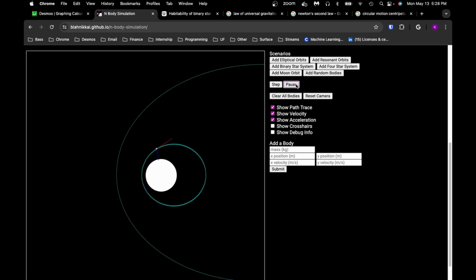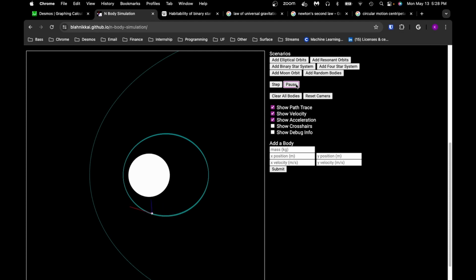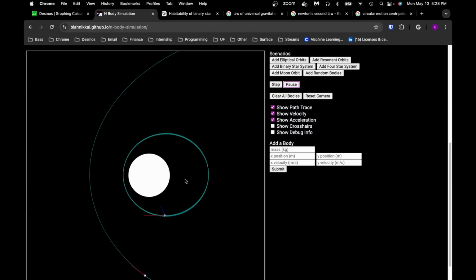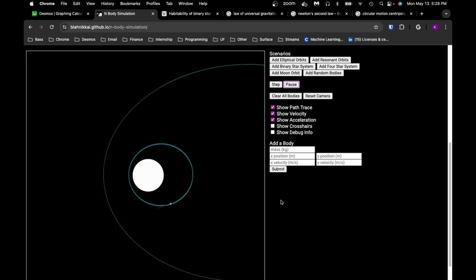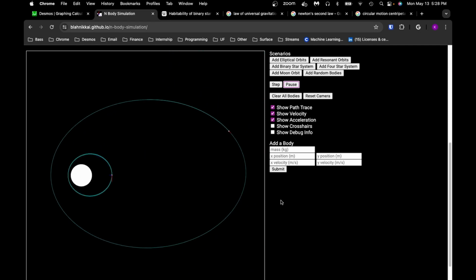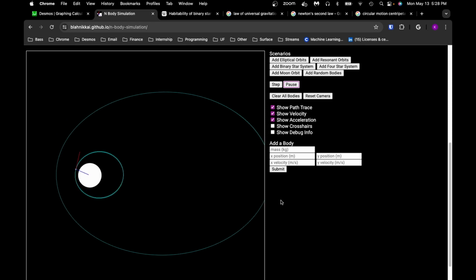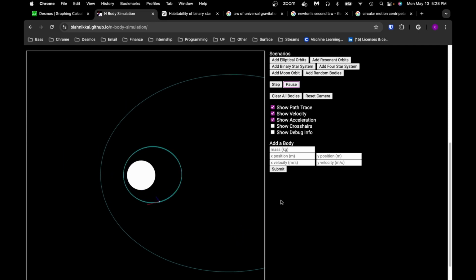But this is really simulating in real time by calculating the acceleration according to the law of universal gravitation, Newton's law, and then using Euler's method to take small steps and calculate the velocity and position at each step by changing them slightly using the derivatives. But anyways, enough of that math stuff.